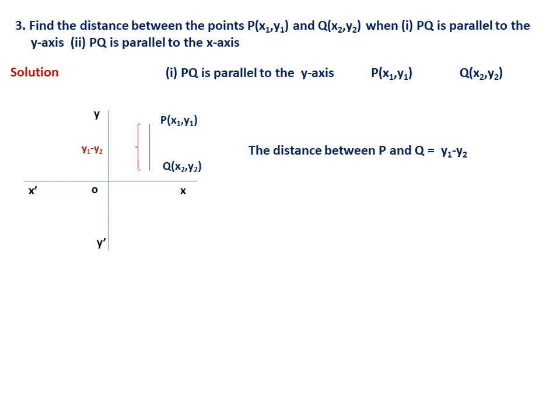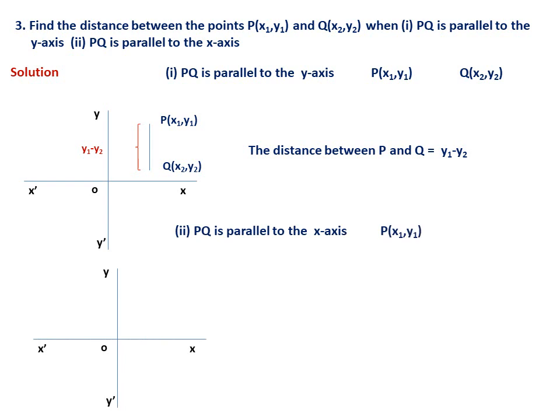Of course, assuming that y1 is more than y2. Now suppose y2 is more, then it is y2 minus y1. Therefore sometimes you can also use the mod of y1 minus y2, so that whichever is more, that you have to take. Here in the diagram I have shown P is more because y1 is above, so it is y1 minus y2.